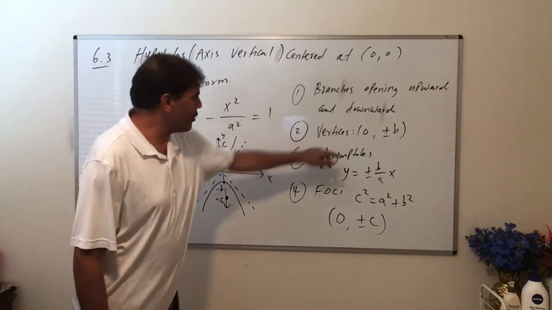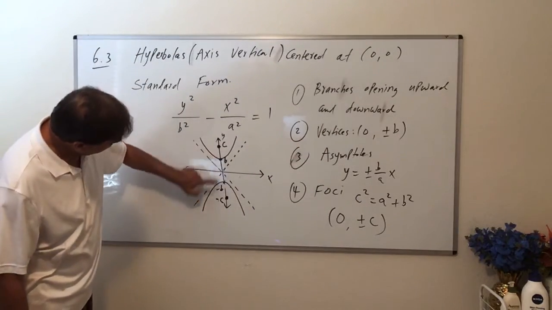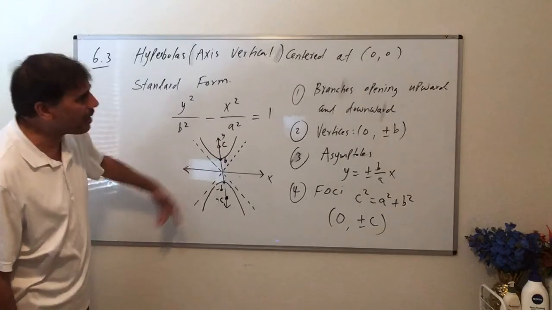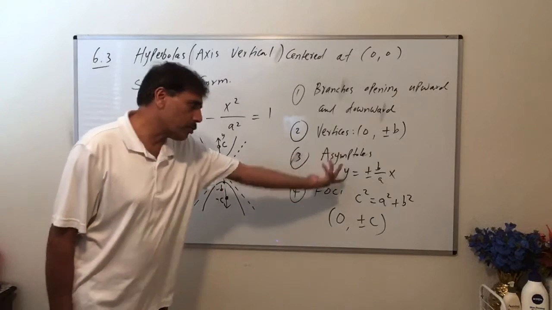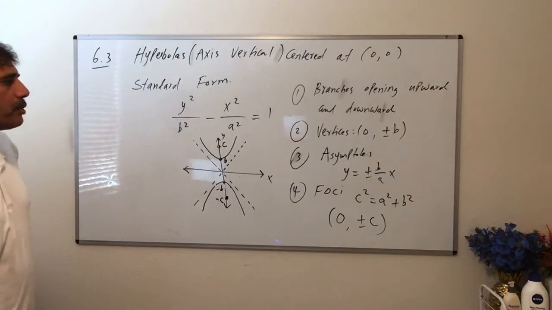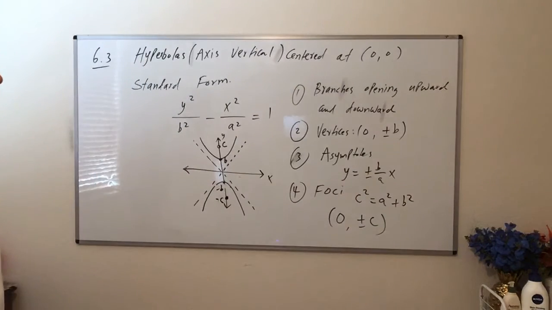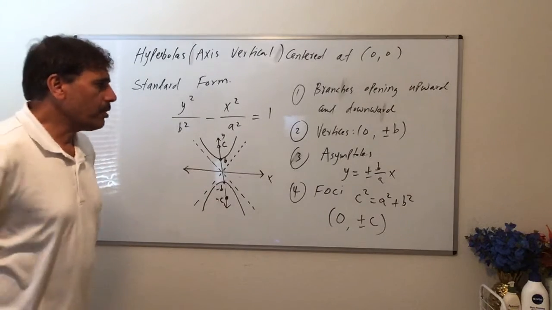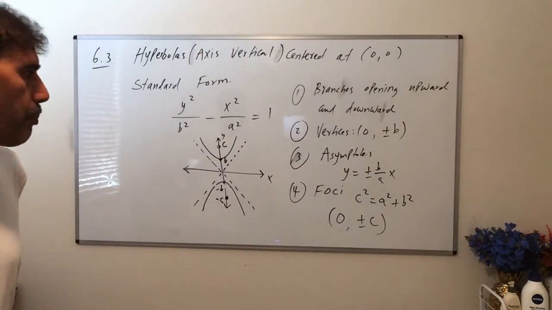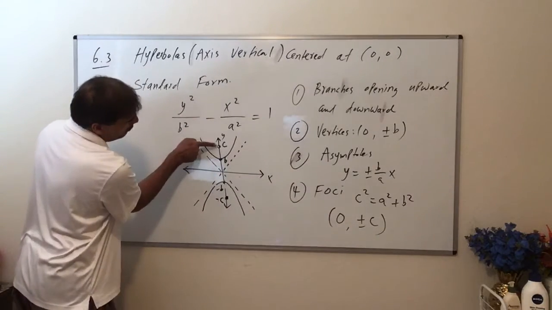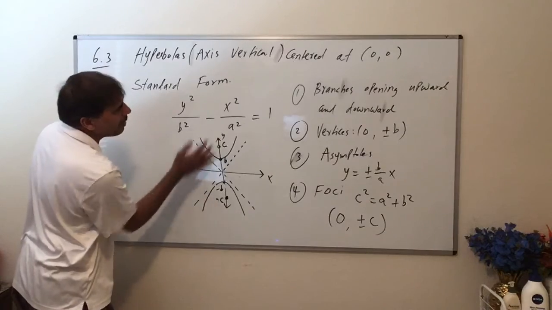And number 2, the vertices are b and negative b, so they become y-intercepts now, (0, plus or minus b). The asymptote is still y equals plus or minus b over a. It's a little different, so this is a much easier way to remember, because the asymptote doesn't change. And the foci is still c squared equals a squared plus b squared, so now it's going to be (0, c), positive c and negative c.